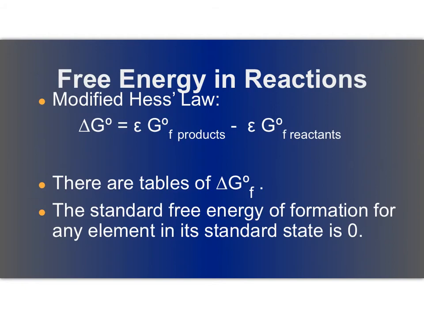To calculate the free energy of a reaction, you would just simply subtract the free energy of the reactants from the free energy of the products. You can get the values for free energy in the appendix or in tables that I will provide to you. One thing I do want to mention is that the standard free energy of formation for any element in its standard state is 0, just like we talked about in enthalpy. The only time that would not be the case is if we were looking at entropy.